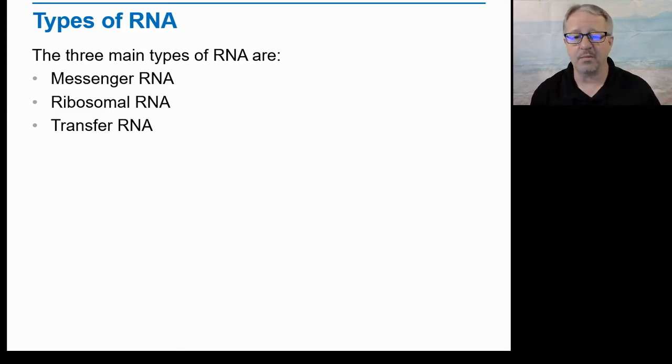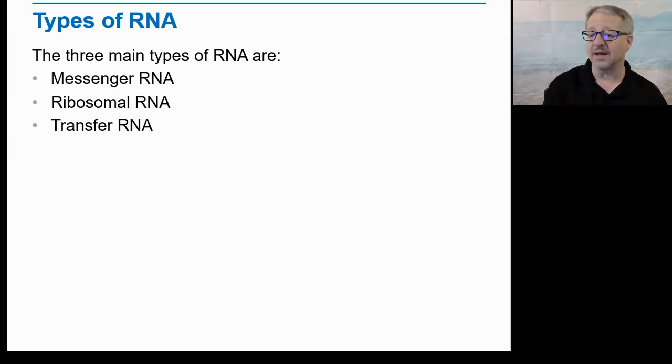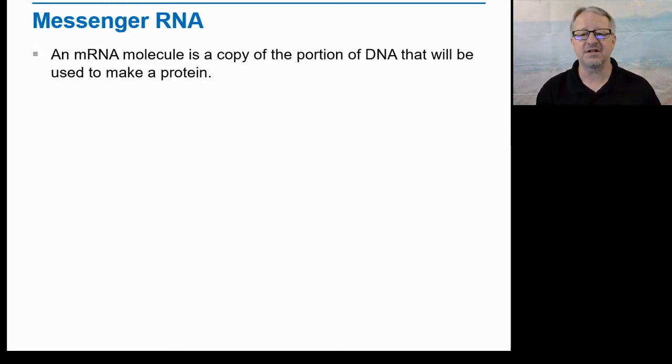Now, RNA is very important. As DNA is the inherited genetic material, RNA is the genetic material that carries out the instructions that are encoded in the DNA. So without RNA, the instructions in the DNA couldn't be used by the cells. It would be worthless. So RNA is incredibly important. So let's talk about each of the different types of RNA.